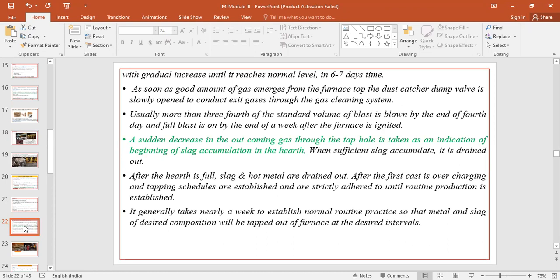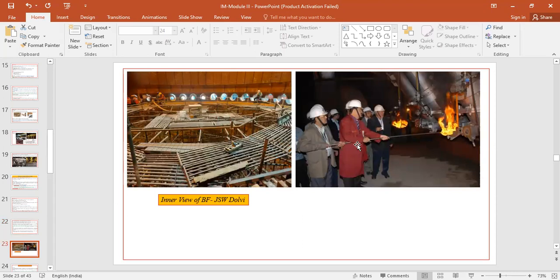So once the required temperatures are attained within the blast furnace, you should start the charging and tapping schedules. To attain proper melting of the burden and the formation of a good amount of slag and hot metal, it will take certain time, approximately one week, to maintain a proper tap to tap time. So this is how the red hot rods are inserted, and this is the inner view of the blast furnace at the beginning stages.